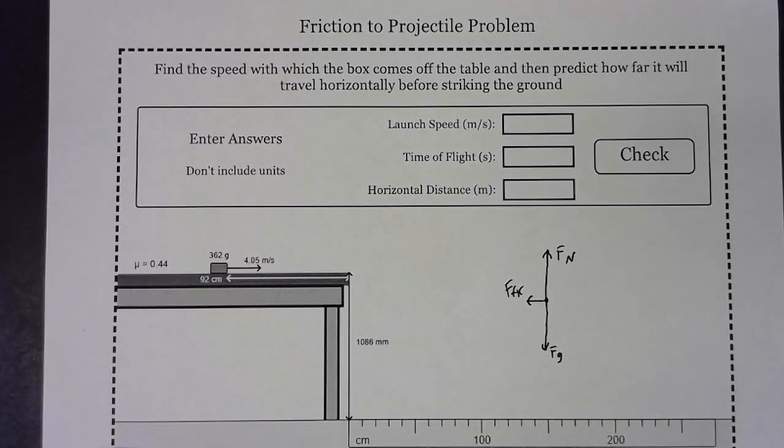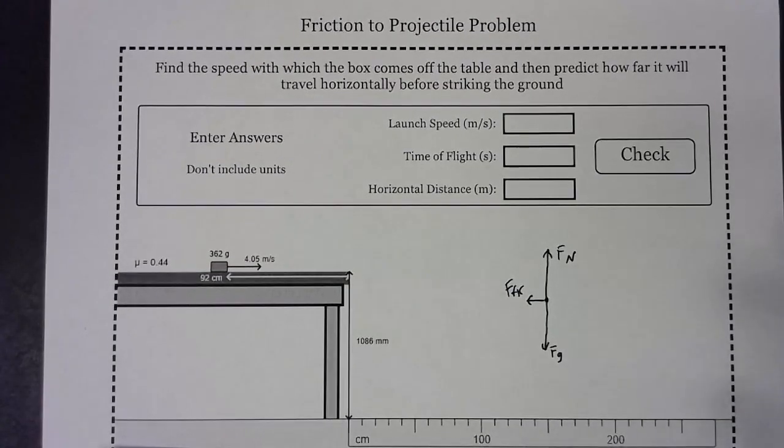And we're back with another captivating physics problem, so it's time to sort it out. This is friction to projectile. In this we have a table, we have a box, and we have to consider friction. It has an initial speed, we know its mass, we know the distance it travels before it leaves the table, and we know the coefficient of friction on the table.